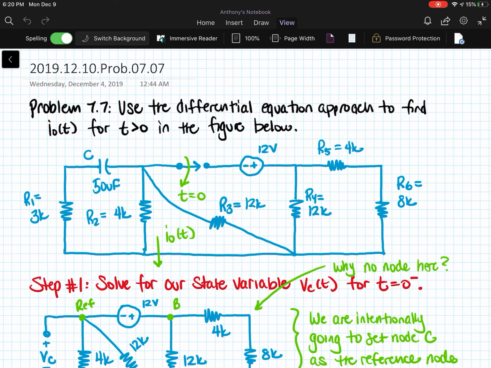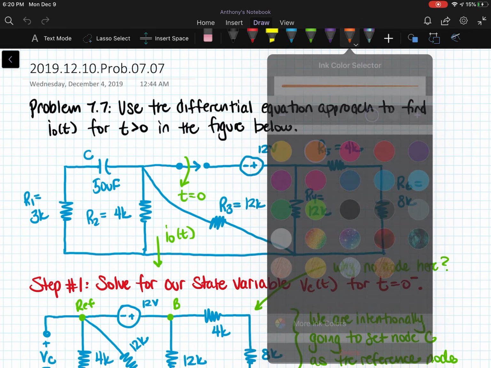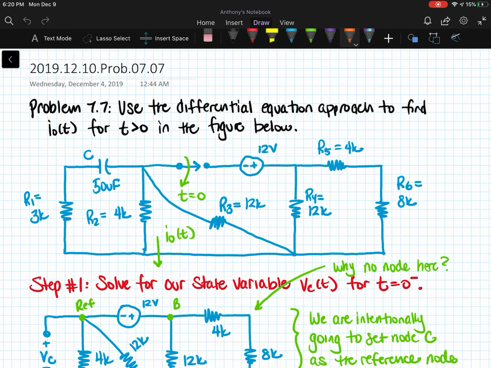All right, now the other problem that we're going to look at is 7.7. And so this is really the same type of problem, but just with a slightly more complex circuit. So again, use the differential equation approach to find i0 for t greater than 0 in the figure below. In this case, what we have is a switch that opens at t equals 0.